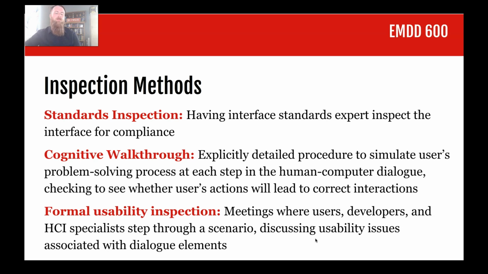Cognitive walkthroughs, which we'll do a decent bit of in class, which is focusing on a procedure that you develop so that you can walk through a user's problem-solving process as you give them specific tasks, and how does the human-computer dialogue work with those tasks. And then formal usability inspection, so users, developers, and human-computer interaction specialists step through a scenario and discuss usability issues associated with dialogue elements. So that dialogue between the human and computer, where is there a breakdown if there happens to be one?